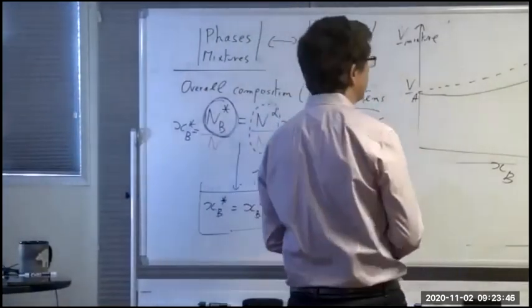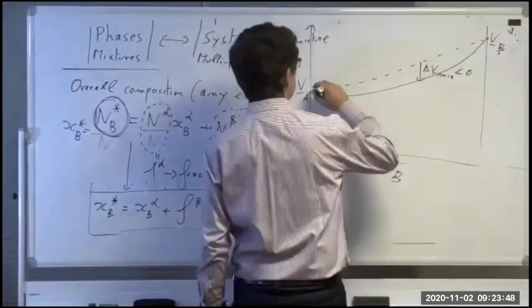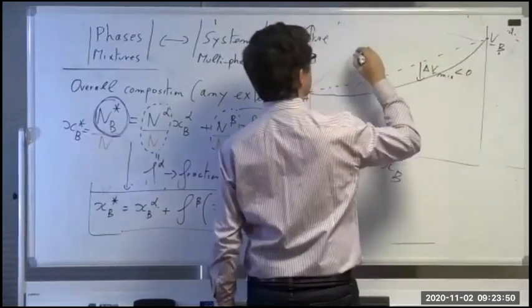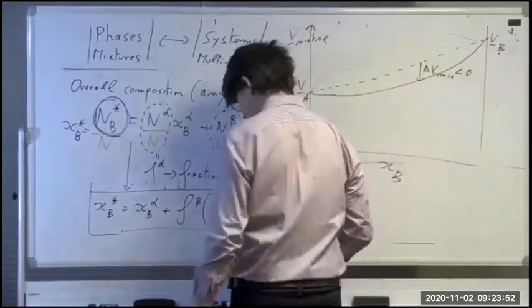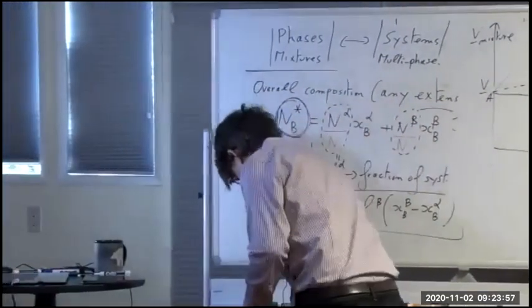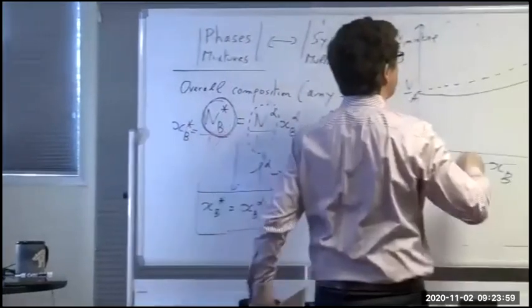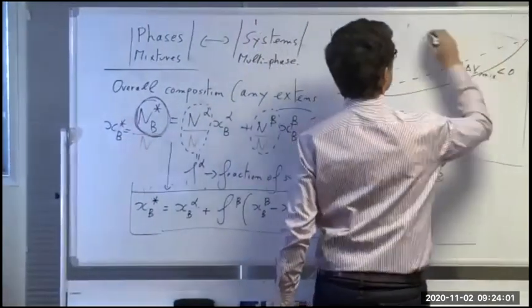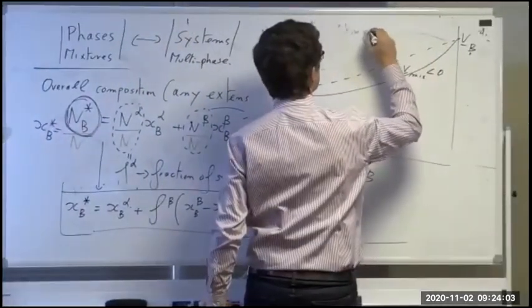And of course, the concave shape, this would be a delta V of mixing negative. This would be delta V of mixing positive.